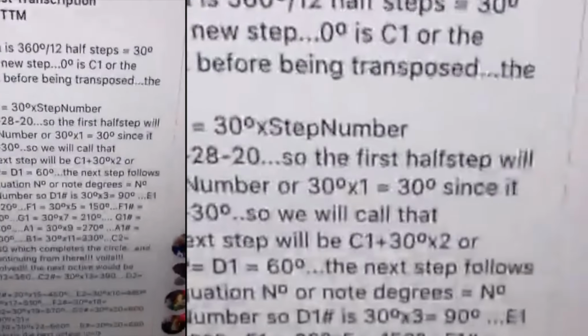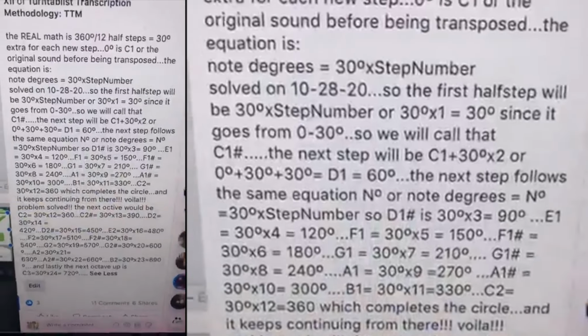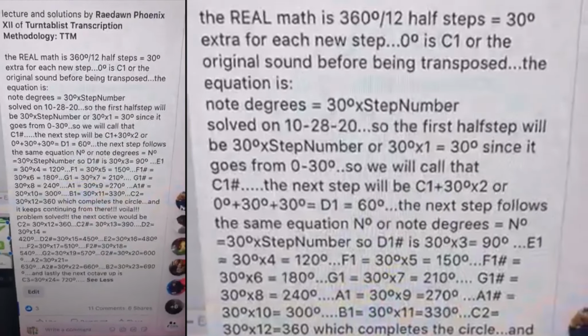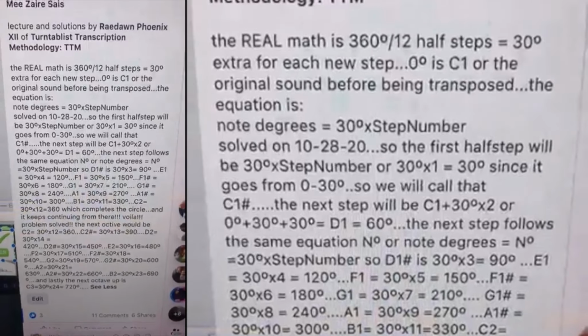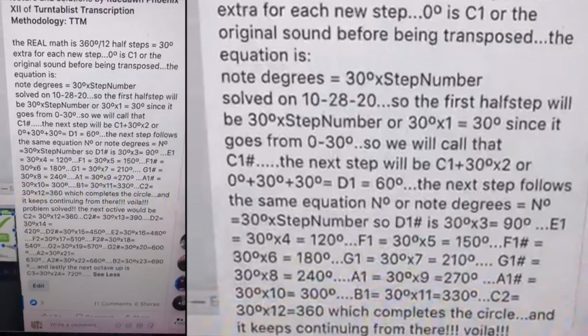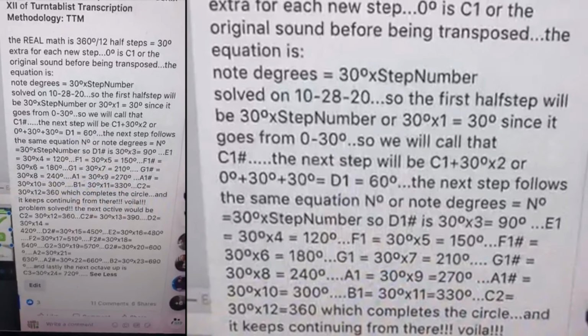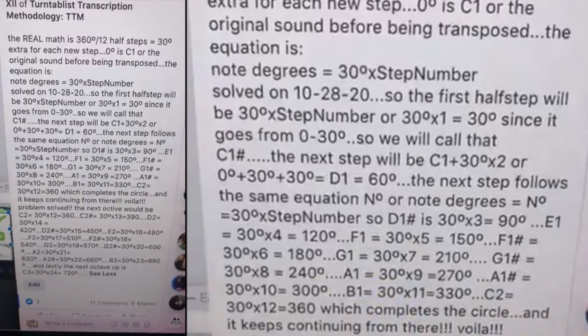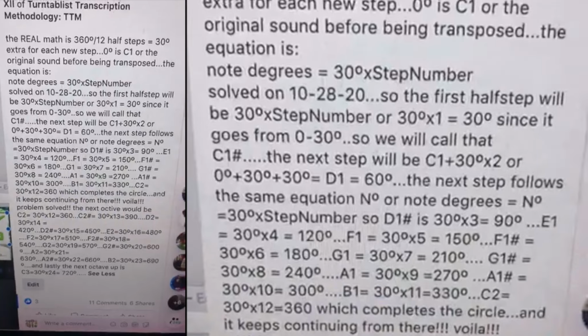All right, so we're going to look at this. I'm going to read this out. So, 0 degrees is C1, or the original sound, before being transposed. And so the equation is the note degrees equals 30 degrees times the step number.